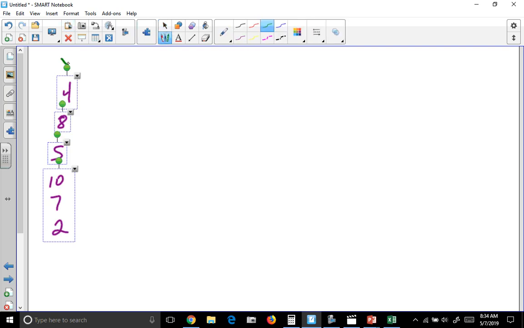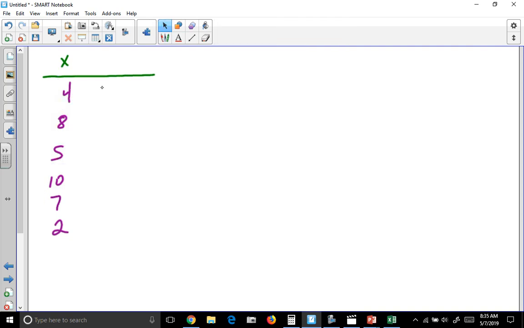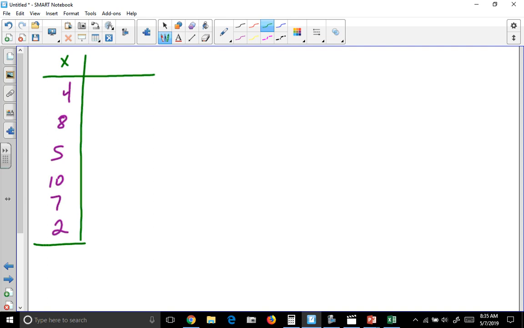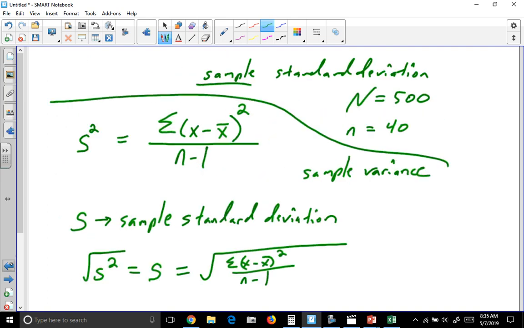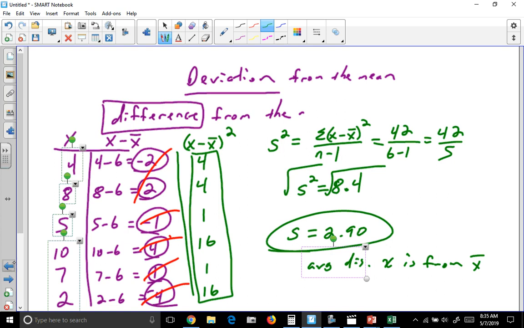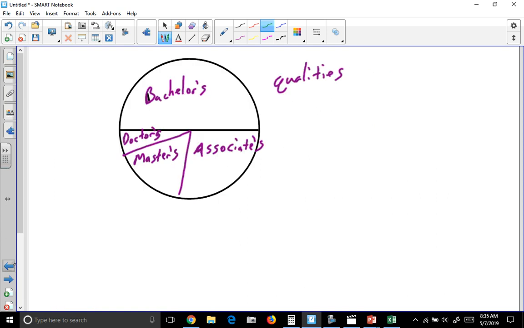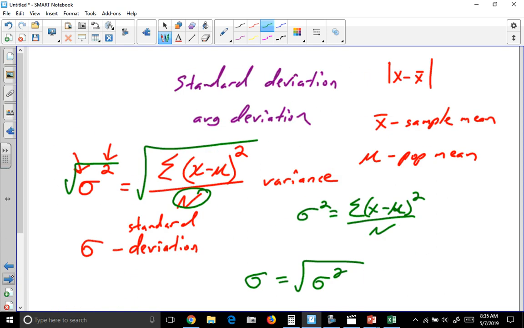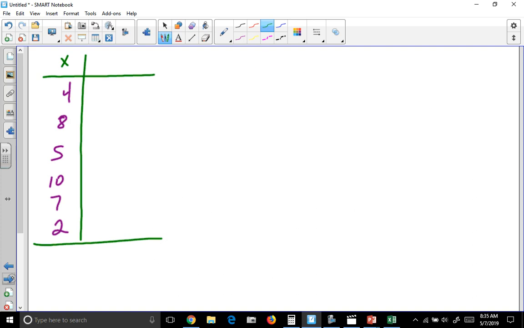So these are x values. We need to add those together, and I believe we already got that number. When we added our x values earlier, we erased that. And we added those together, we got 36.